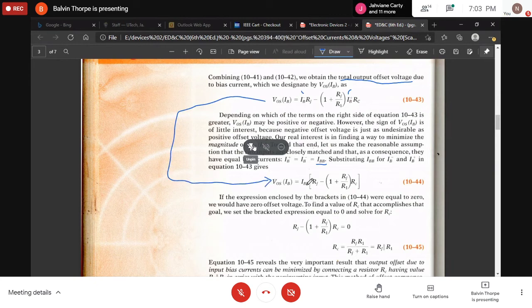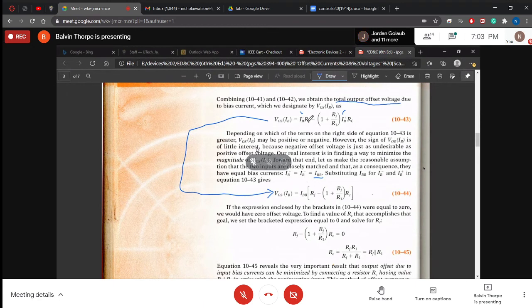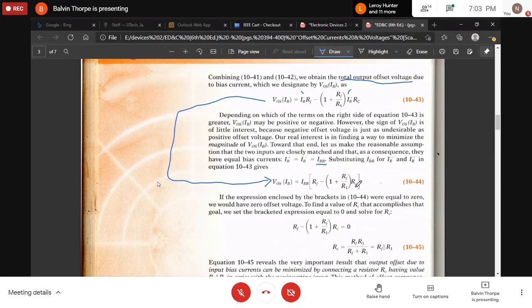So when we do that, we can factor out IBB, just one time. IBB times RF is this same term, so that's why we have this. Taking IBB out and putting it out front, we don't have IBB in the bracket anymore, we have this expression. That's why equation 1043 becomes equation 1044.